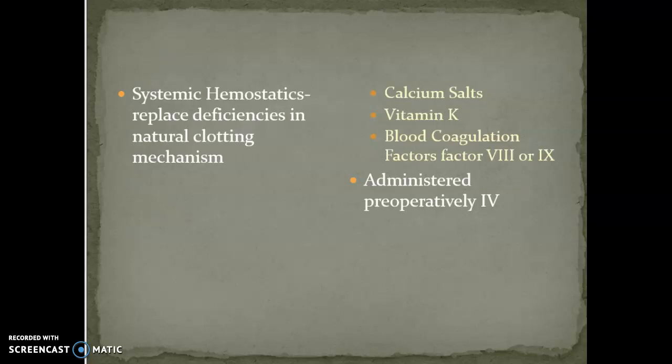Blood coagulation factors. 2 blood factors administered intravenously in the pre-op are called AHF, known as factor 8 and factor 9. Factor 8 is absent in patients with hemophilia and must be given preoperatively. Factor 9 is used also in patients with hemophilia and to treat excessive hemorrhaging.